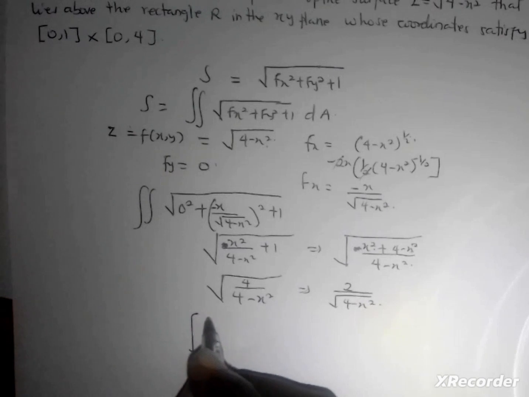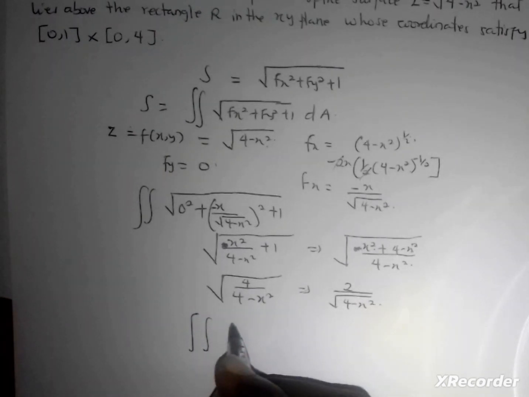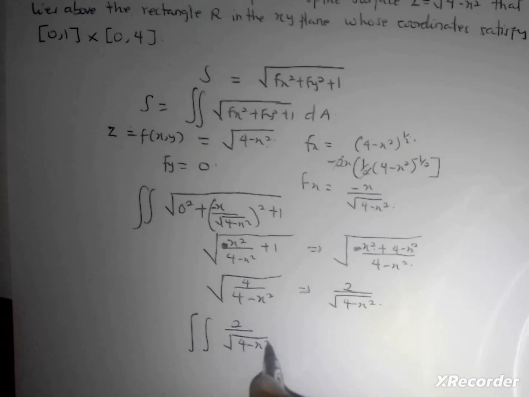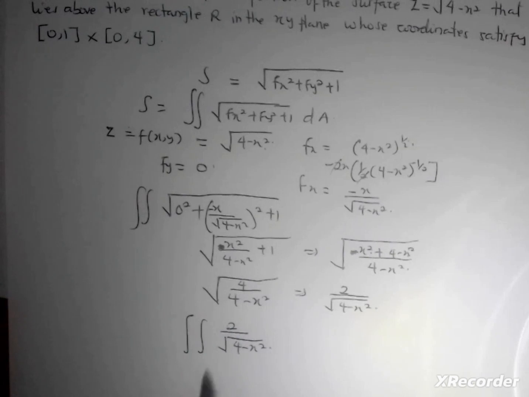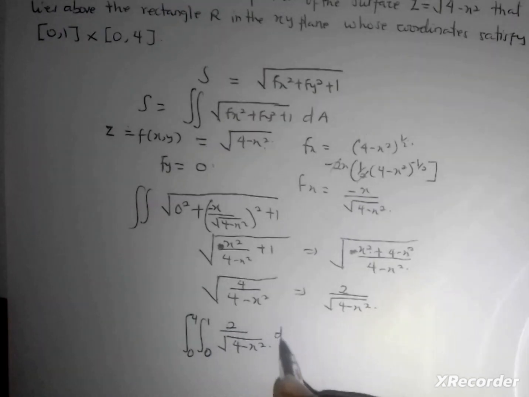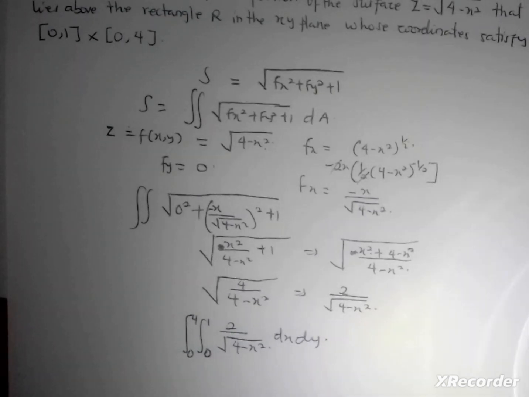So I have the integral, and my inner integrand is 2 over the square root of 4 minus x squared. Then I'm going to integrate this with respect to x first, then with respect to y. Any order is going to give us an answer. My endpoints: I have x from 0 to 1, and I have y from 0 to 4. Once I have this, I'm simply going to integrate with respect to x, then y, as I have here.